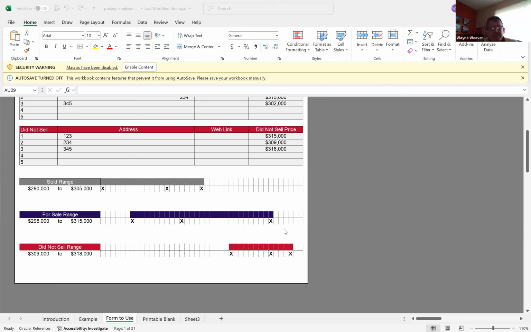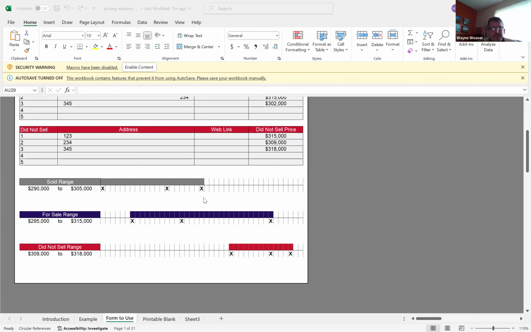Do you really want to be priced on the far end of this red line, where nothing is sold, and this property is still sitting on the market at 315? Can we be at 305? Can we maybe be at 310? Something like that. It's just the idea of putting a visual in front of them of what's sold.